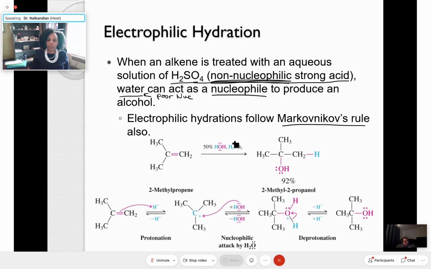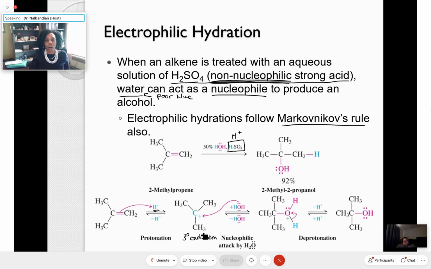Well, as I said, when we have H2SO4, we can just write H+. And so that's what we have written here, H+. So from the middle of the bond to H+, you pick up a proton. H goes where there are more H's, so we end up with this tertiary carbocation. Stable.